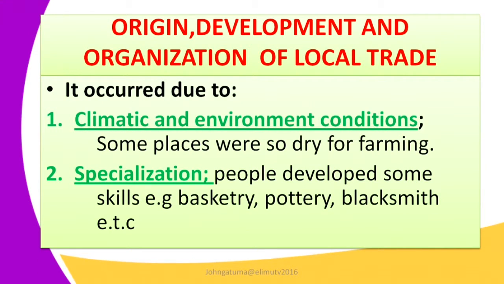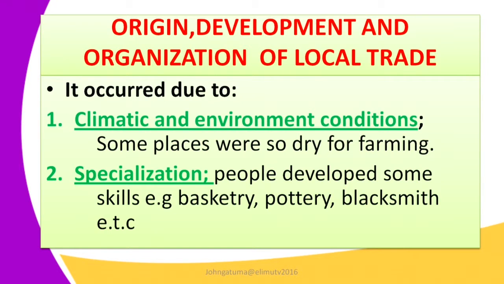So therefore, it's good we look at the origin, development, and organization of local trade. This trade occurred due to the following factors, or rather reasons. One, climatic and environmental conditions. Because some places were so dry for farming, human beings could not rely on farming as the only way to get their daily bread, and therefore, because of the climatic or environmental conditions, they engaged in local trade.